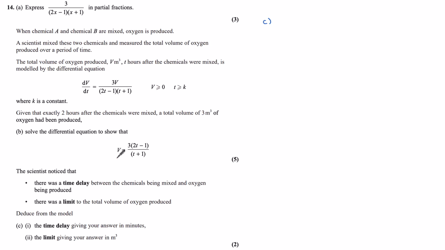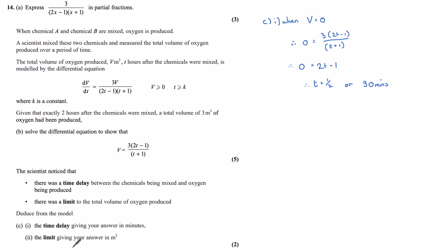So this volume of oxygen being produced is 0 up to the point when the oxygen starts to be produced. So if we let V equal 0, we have that 0 is equal to 3 lots of 2t minus 1 over t plus 1. Multiplying up by the t plus 1, dividing by 3, we can see that our 2t minus 1 must equal 0. Adding 1 and then dividing by 2 gives us that t must equal a half. And because t is in hours, this is 30 minutes, giving our answer in minutes. So what does this mean? It means that when these chemicals are mixed, it is 30 minutes until any oxygen is produced.